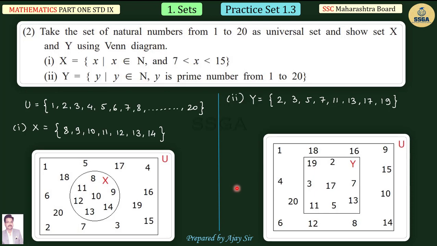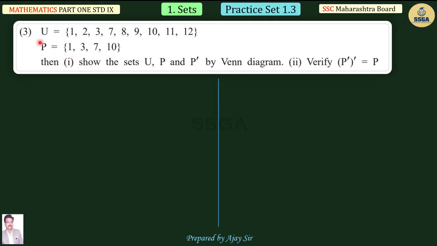Now let us start question number 3. U is a set of 1, 2, 3, 7, 8, 9, 10, 11, 12, and P is a set of 1, 3, 7, 10. Then the first part: show the sets U, P, P dash by Venn diagram, and verify that P complement of complement is equal to P. So let us start the first part.